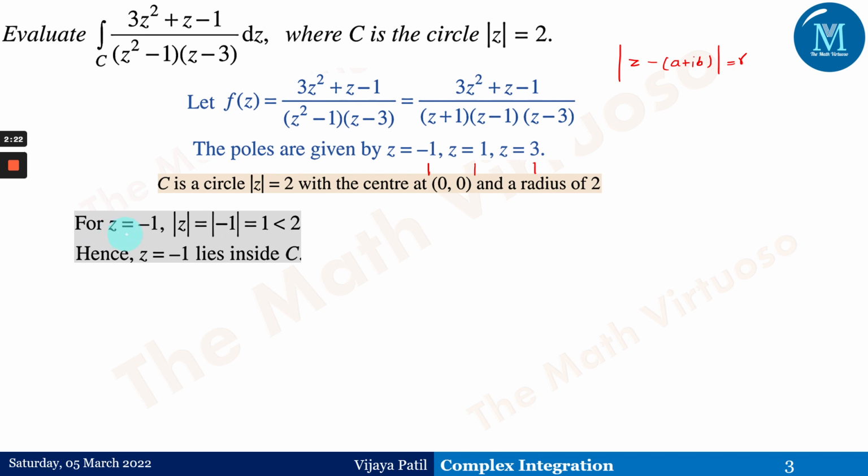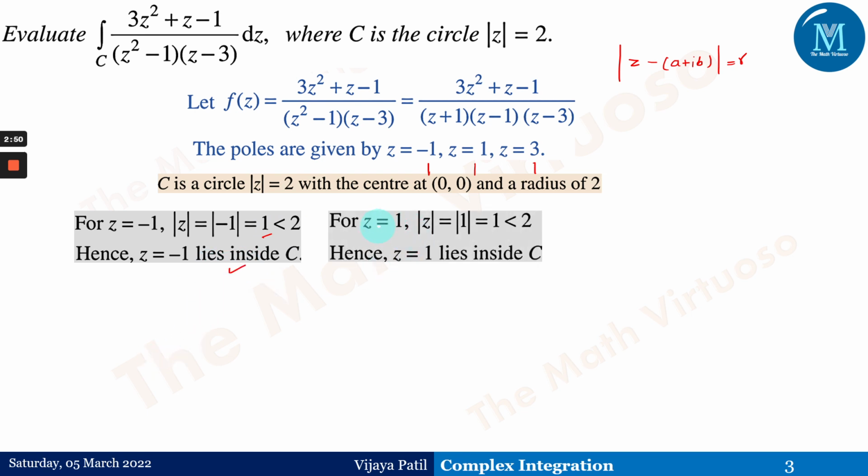Now for z equals minus 1, we have to decide whether this pole is inside or outside the circle. As we have already seen, we find the distance between the center of the circle and that point. Here it comes out to be 1, a distance of 1 unit, which is less than 2. So this lies inside the circle C.